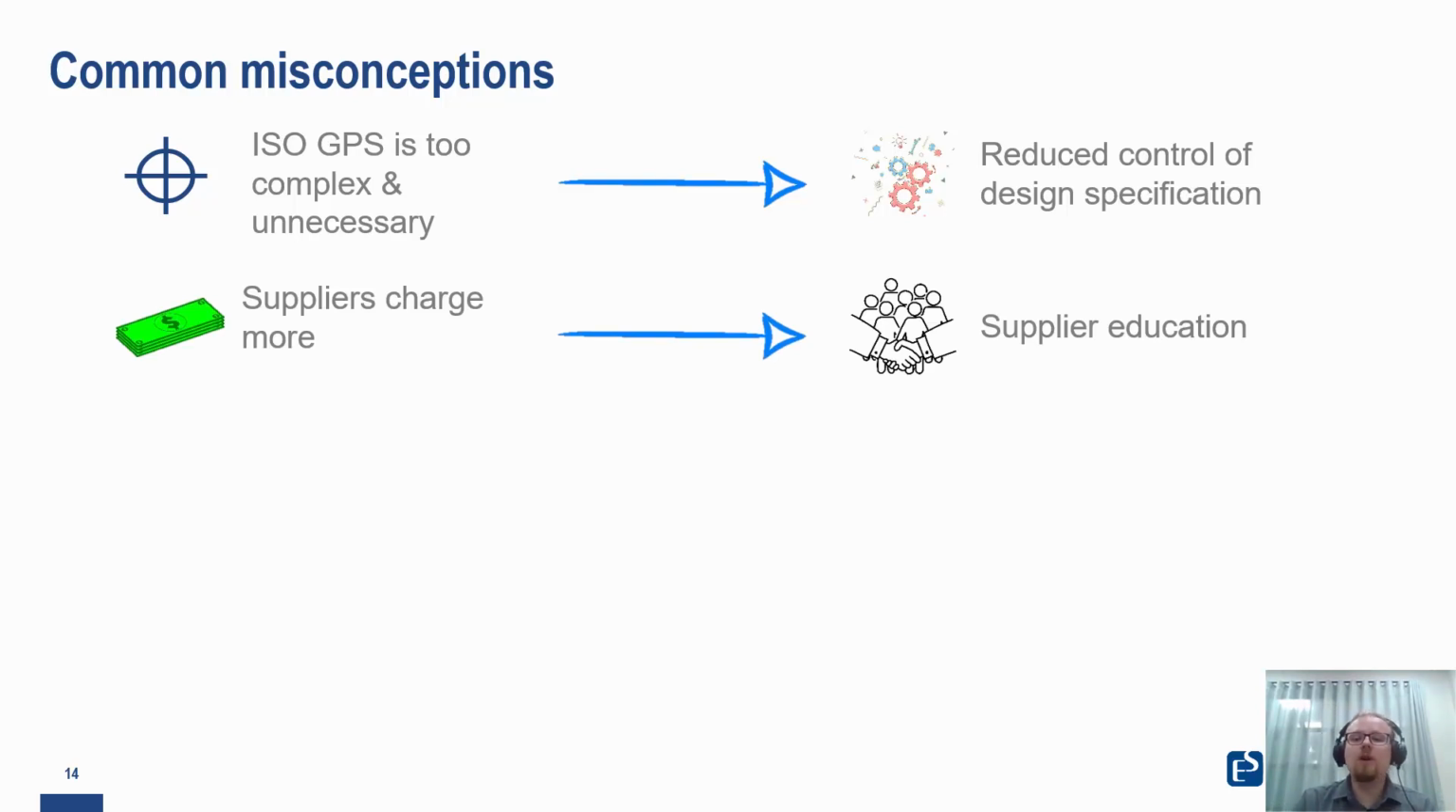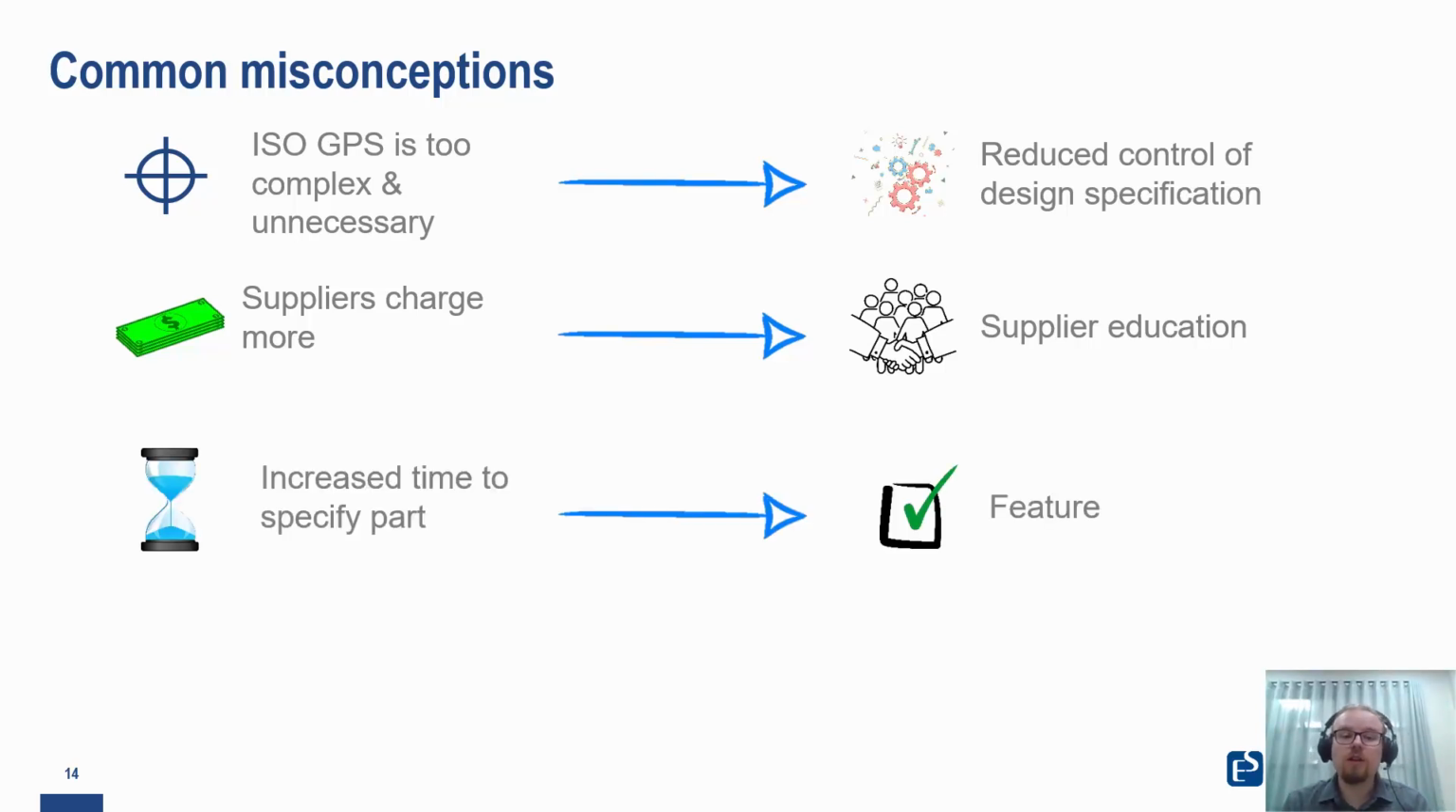Suppliers aren't clear or maybe charge more. This is a key one that comes up quite regularly, but we can work with you both with courses and other tools to educate your supply chain and internal stakeholders also. It's important that everyone who works with the parts understands ISO GPS to an appropriate degree.